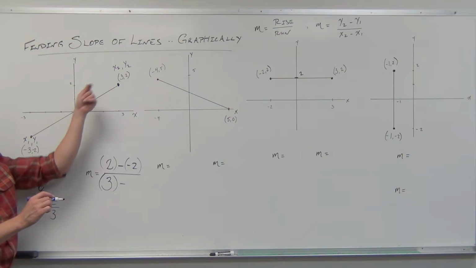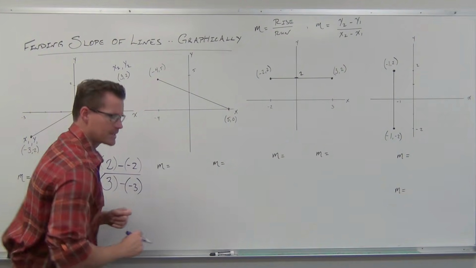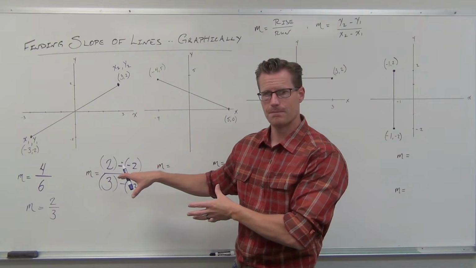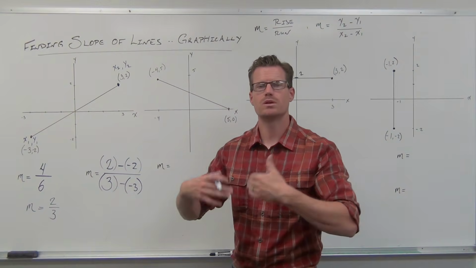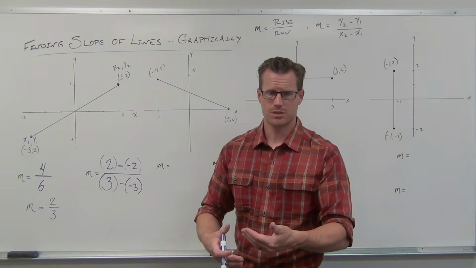So 3 for my x2 minus negative 3. When I tell you to evaluate, that's what I mean. I mean for you to plug numbers into a formula, don't do any math in your head, and then slowly use order of operations to work this thing out. That's how to avoid sign errors.